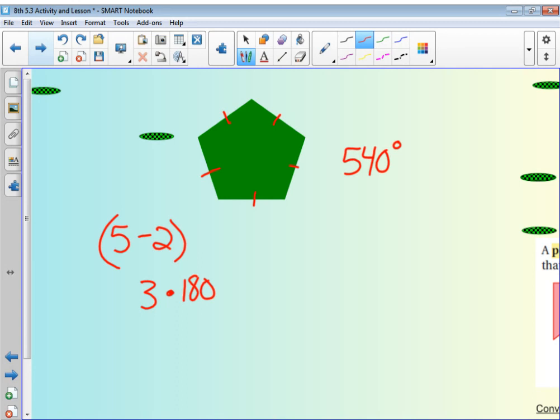Okay, the other thing that we want to identify in practice is, is this a concave or a convex polygon? So when we look at each of the corners, they're all pointing out. None of them are pointing inward or caving in, so this would be a convex. Okay, as soon as you have one of your sides cave in, then it's considered concave.